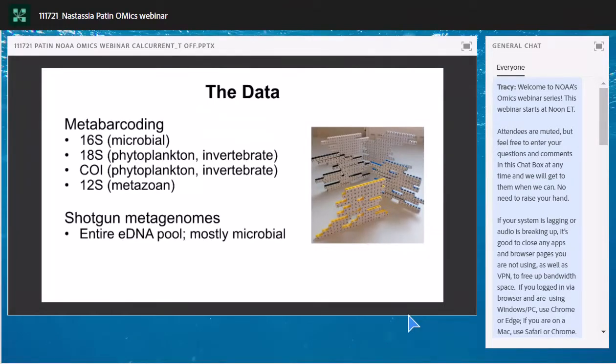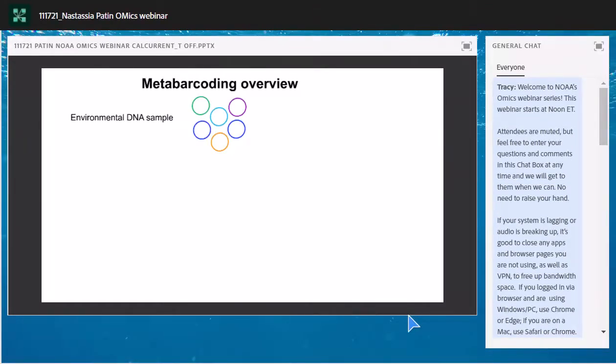And the CO1 cytochrome oxidase 1 gene is used as well, for different groups or different levels of taxonomic resolution, for phytoplankton and invertebrates. And then in addition to metabarcoding, I'll be talking about another type of sequencing called shotgun metagenomics, where we sequence the entire eDNA pool rather than just marker genes. And I'll go into the basics of these two methods and how they differ and the different advantages offered by each one.